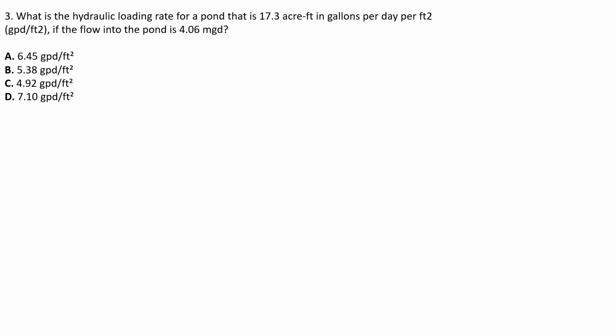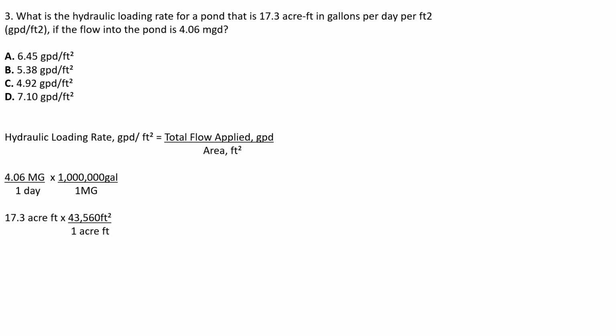Question 3. What is the hydraulic loading rate for a pond that is 17.3 acre-feet in gallons per day per square foot if the flow into the pond is 4.06 million gallons a day? The formula for hydraulic loading rate, gallons per day per square foot, is equal to the total flow applied, gallons per day, divided by the area in square feet. Well, our flow is in million gallons a day, so we're going to have to convert that to gallons per day. And our surface area is in acre feet. We're going to have to convert that to square feet.